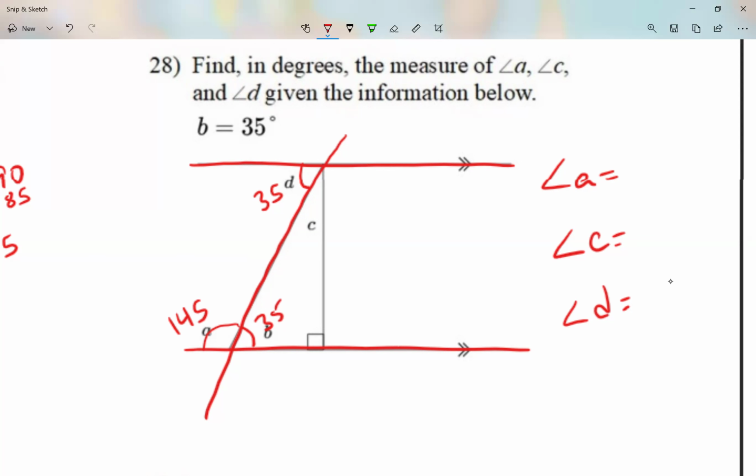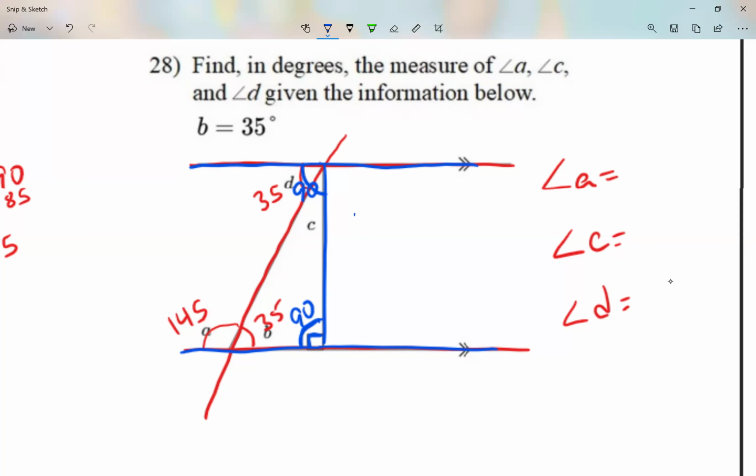Now I gotta solve for angle C. Now, let me use this in blue. This angle and this angle, notice how it's an example of same side interior. I know this angle right here is 90, so I'm gonna say this whole angle right here is 90 because they have to add up to 180, same side interior. And I know the bottom one is 90 because a box represents 90 degrees.